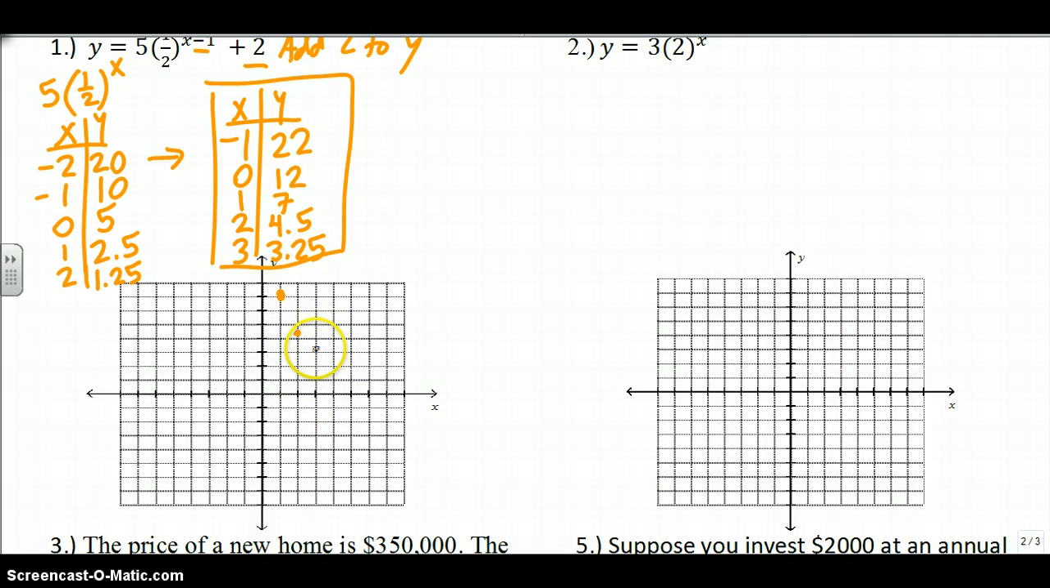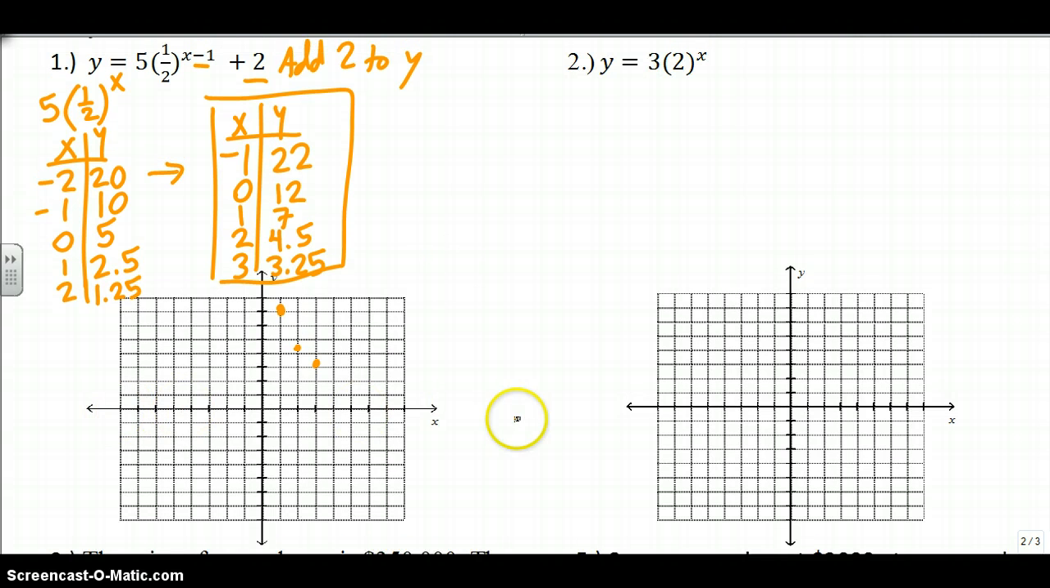3, 3.25. I happen to notice, normally the horizontal asymptote is y equals 0, but we moved everything up 2, which means my horizontal asymptote, which I'm not going to make you draw in, but sometimes it helps, is y equals 2. Please remember to have both arrows, alright? I've seen a lot of you just stop at a single point. The graph doesn't just stop, it continues, okay? It keeps going.